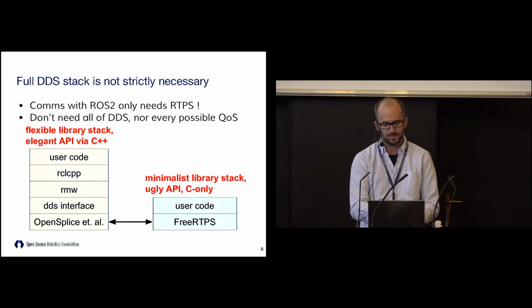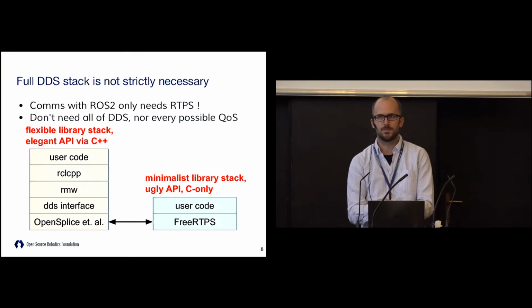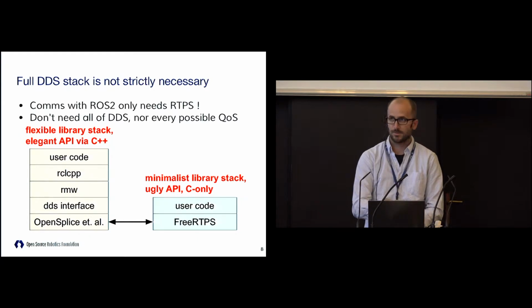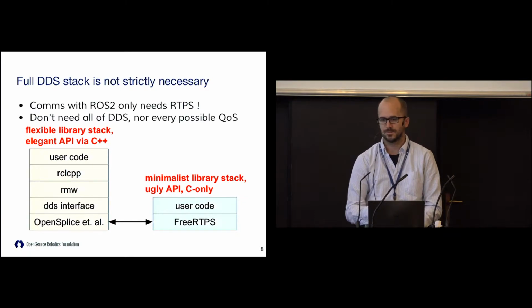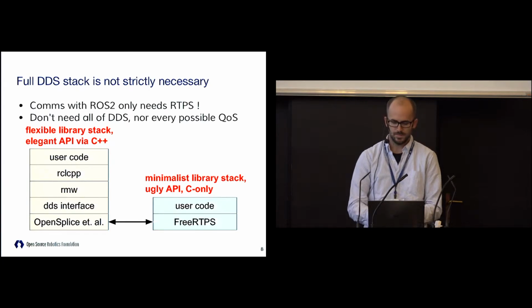We're not quite yet at the point where we can fit that whole stack inside of a microcontroller's on-chip memory. So for now, we have this minimalist API there on the right side, with which you can write very simple code, which directly calls the RTPS transport functions. So, the API is uglier, it's C-only, but it works.